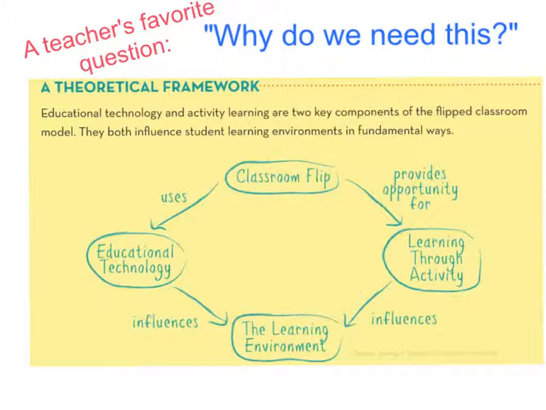And up here it says, educational technology and active learning are two key components of a flipped classroom model. They both influence student learning environments in fundamental ways. All right. What I've done is I'm going to explain it here in easy terms. Here's a classroom flip. This is what happens. The two things that it helps are educational technology and learning through activity. I know you guys love using your phones, love using YouTube. I know you all love technology, so that incorporates that in my classroom.